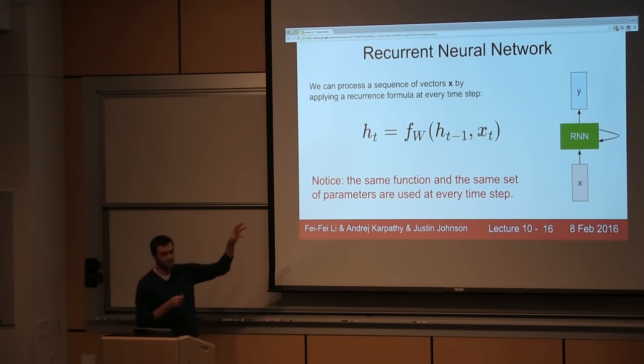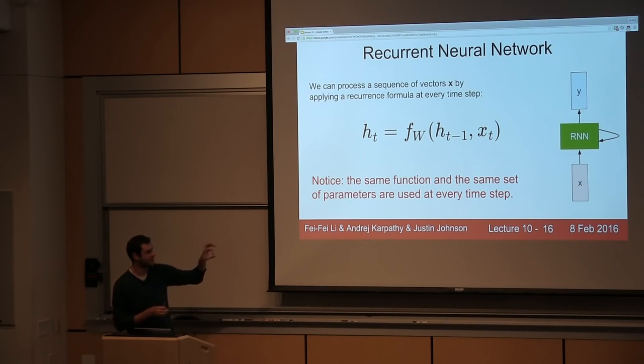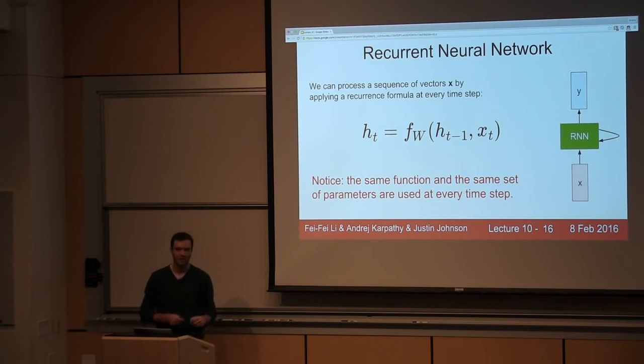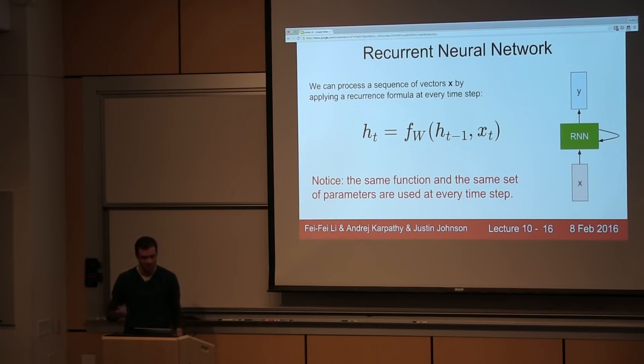We have a fixed function f of weights w, and we apply that single function at every single time step. That allows us to use the recurrent neural network on sequences without having to commit to the size of the sequence, because we apply the exact same function at every single time step, no matter how long the input or output sequences are.